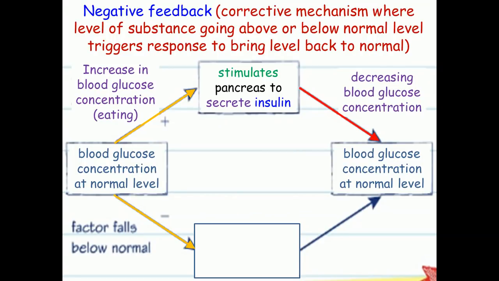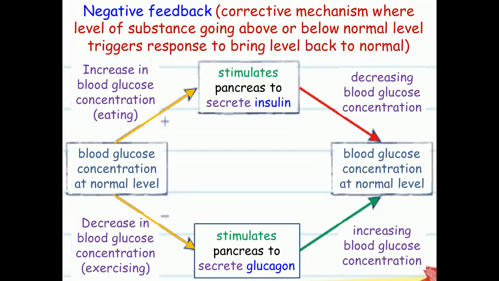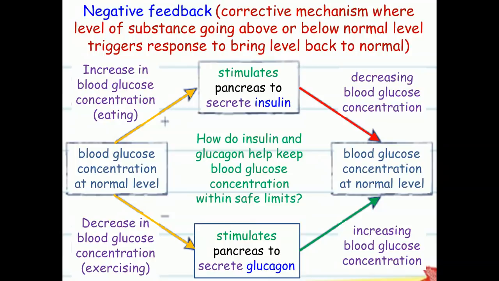Whereas the reverse, if there's a decrease in blood glucose concentration because you've been using the glucose in respiration to release energy when you're exercising, that will stimulate the pancreas to secrete another hormone called glucagon. So the pancreas can secrete insulin or glucagon depending on the concentration of the glucose in the blood. And the effect of secreting glucagon is that there's an increase in blood glucose concentration back to a normal level. So how do both of these hormones help keep blood glucose concentration within safe limits?